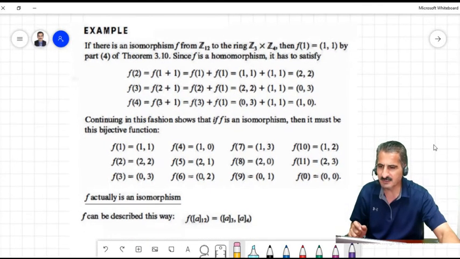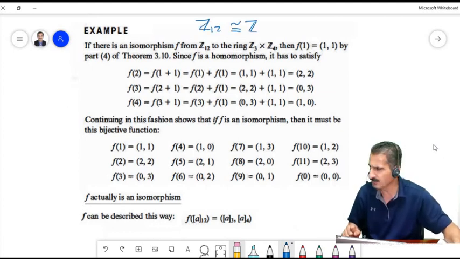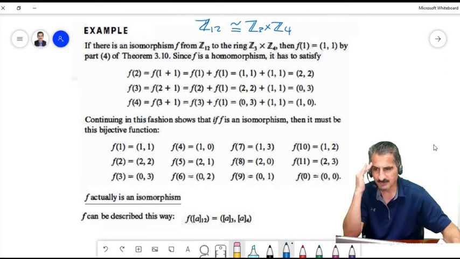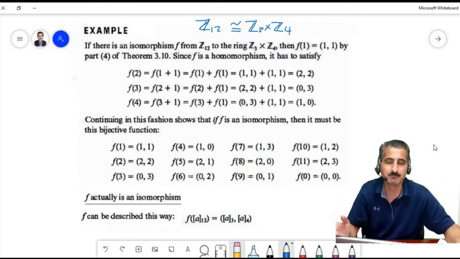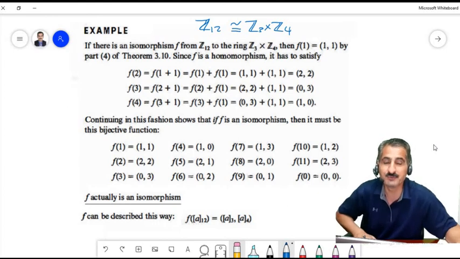This example says I can show you that Z12 is isomorphic to Z3 cross Z4. Oh, he wants to show us that. So he must produce a function which is one-to-one, onto, and distributes over addition and multiplication. So it must produce an isomorphism, right?